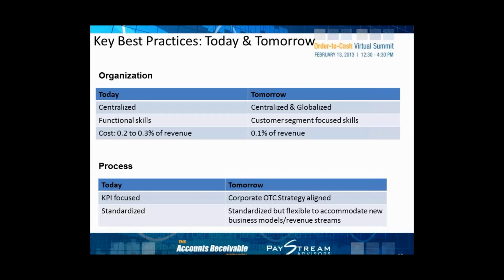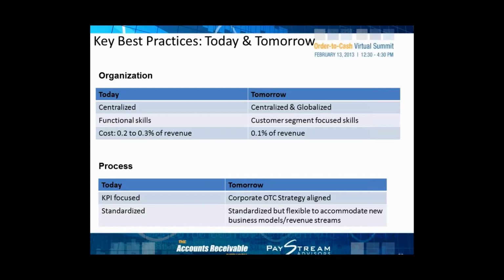How the best order-to-cash process and organization will evolve. This next section here, best practices. One of the things we covered earlier is that, listen, there's some fundamentals that aren't going to change. They're going to stay the same. But as we look at best practices today and tomorrow, a lot of the difference between today and tomorrow is just evolution. So we talk, for example, organization, centralized today, well, centralized and globalized tomorrow.